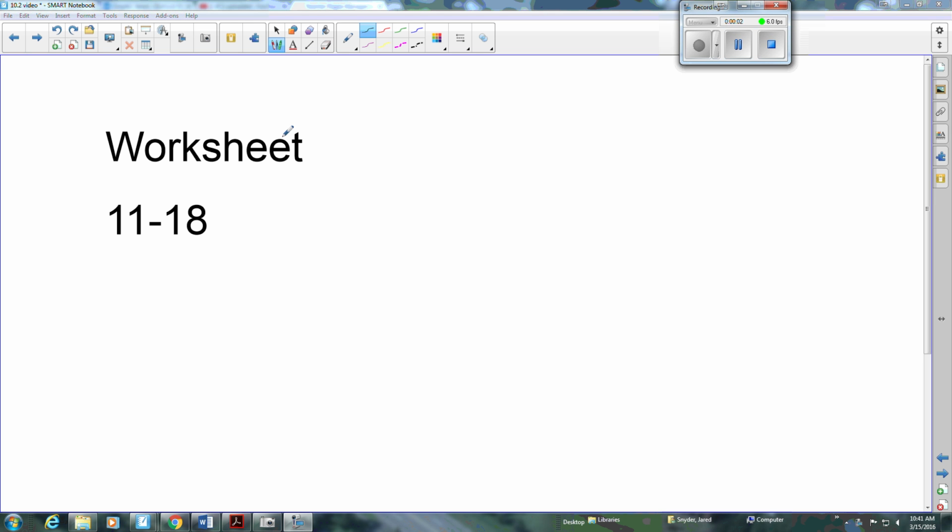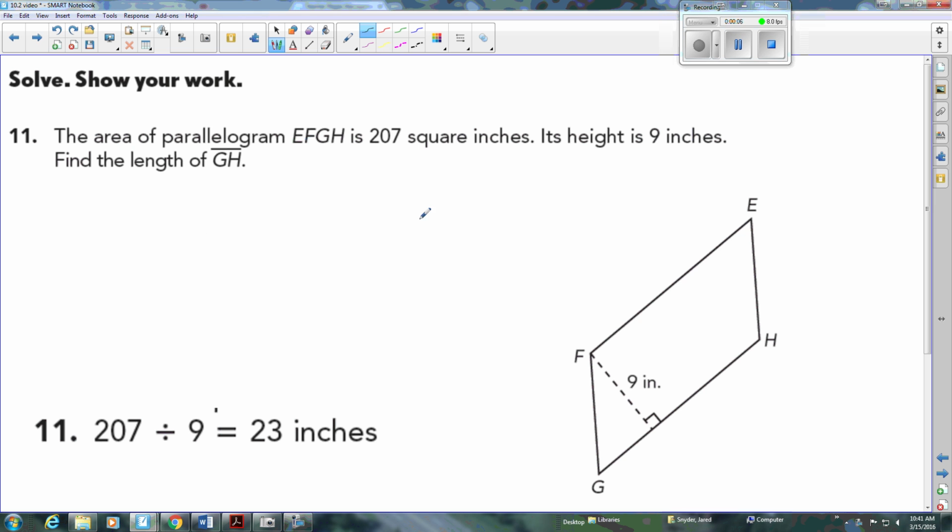Okay, this is the second half of 10.2. It's going to be questions 11 through 18. First, it says the area of the parallelogram is 207 square inches. Its height is 9. Find its length for GH.